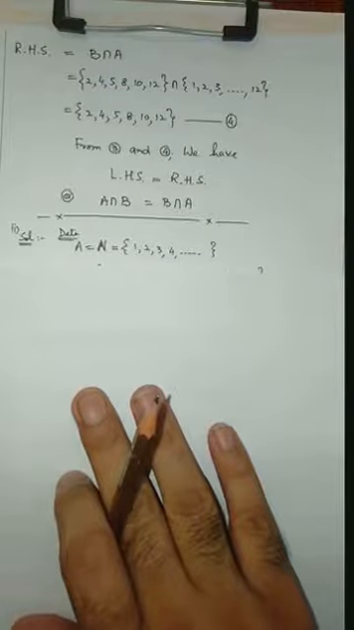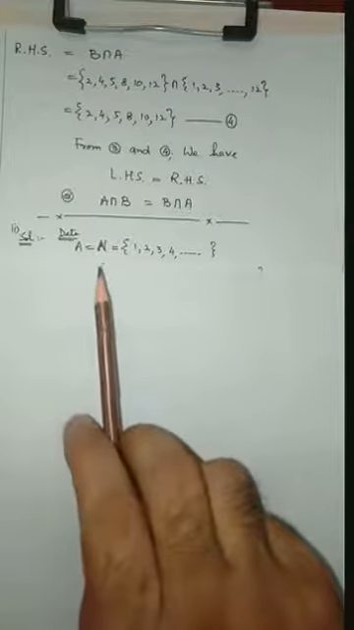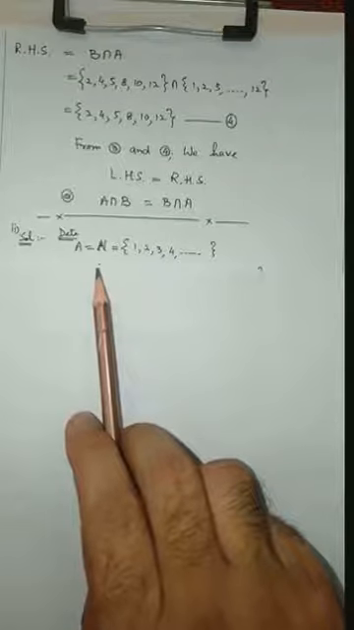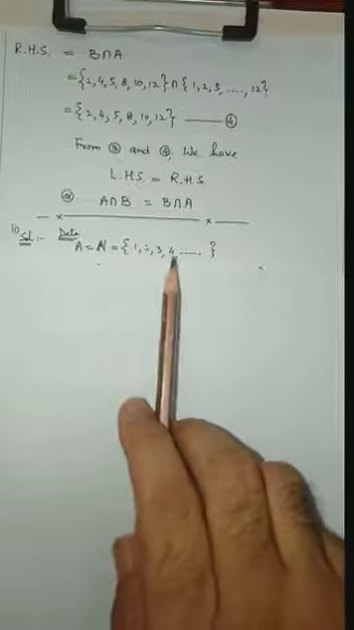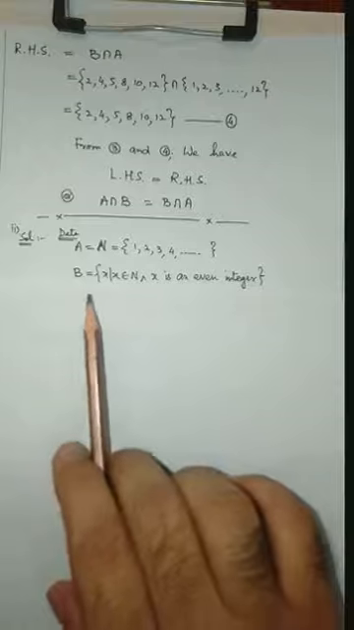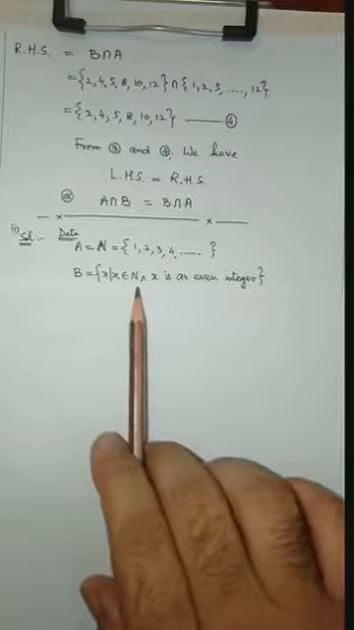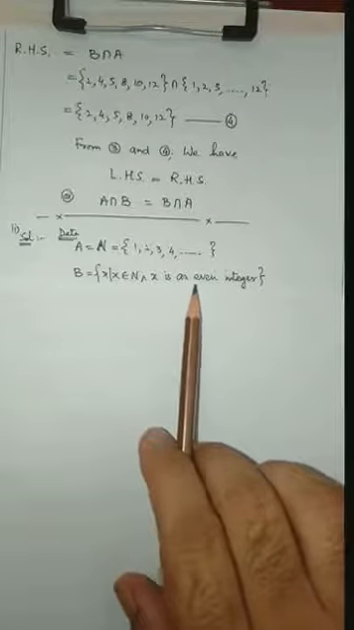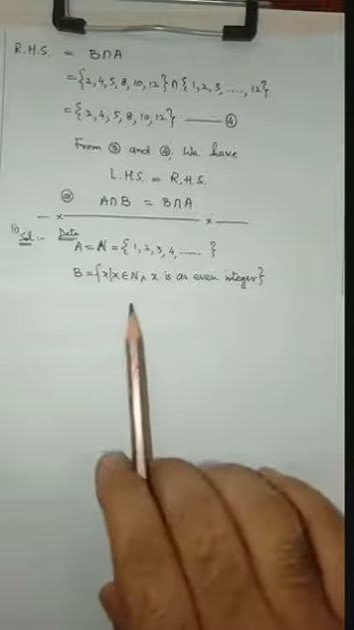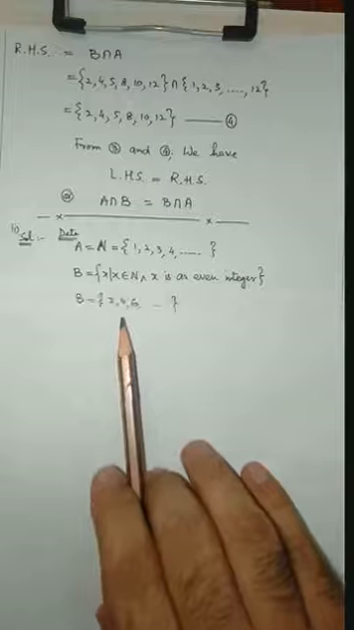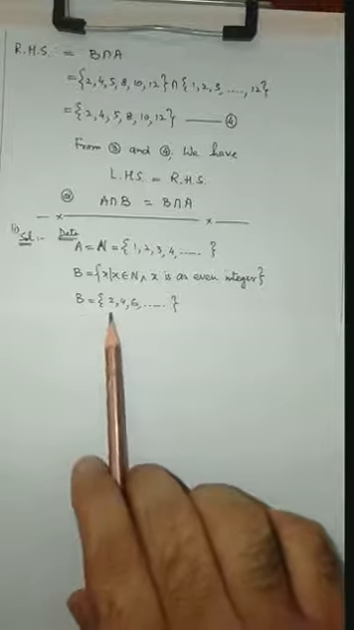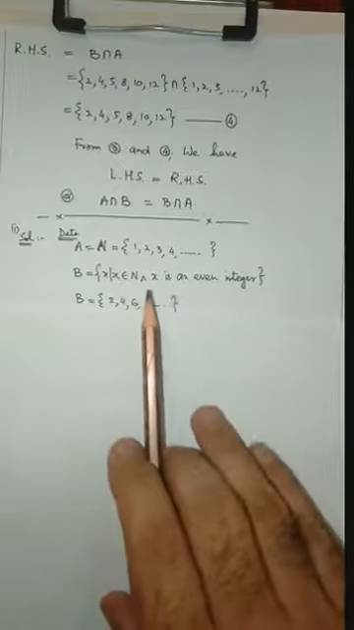Set A is given, which is natural numbers, and we know natural numbers start from 1, 2 up to so on. Then set B is given, which is x, such that x belongs to N, and x is an even integer. So we can write even integers, set B is equal to 2, 4, 6 up to so on.